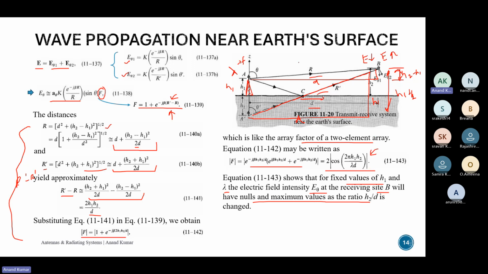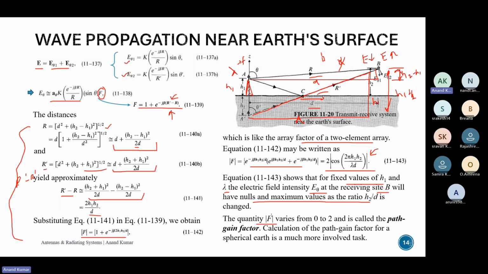So this makes sense, as at some positions we have good signal reception, but in some other positions we have bad signal reception. And this quantity, mod F, can vary between 0 to 2 and is called the path gain factor. So this is another term you will want to remember: path gain factor. And calculation of the path gain factor for a spherical earth is a much more involved task. This was all very simple for a flat surface, but if it is spherical, we'll have to do better approximations.